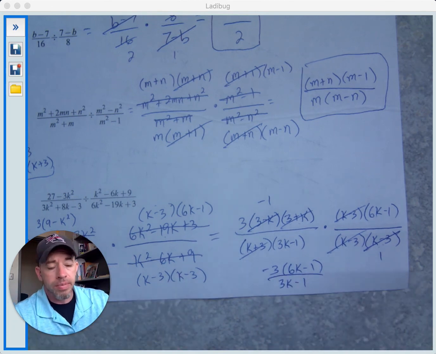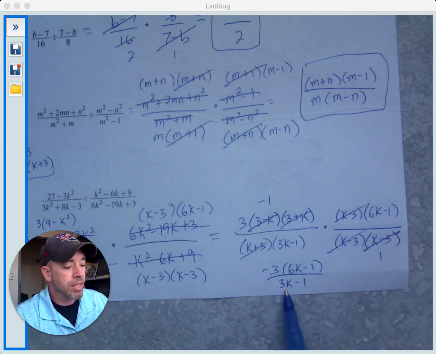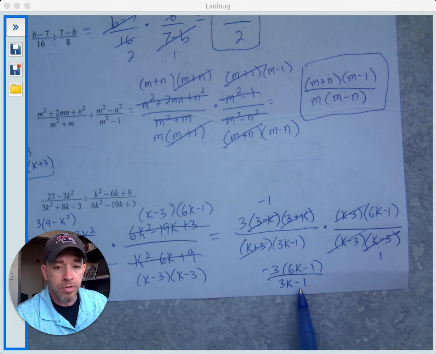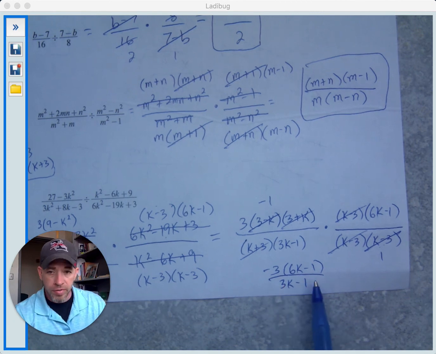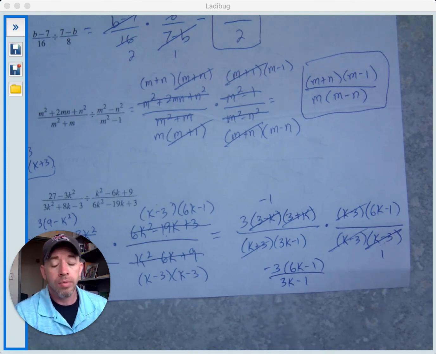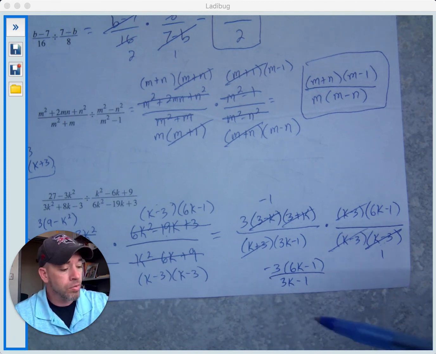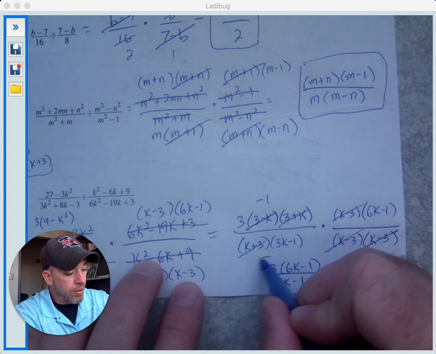You might be tempted to cancel these 3's, but you cannot, because the 3k is held together by subtraction with the 1. It's not a product. It's not multiplied by a bunch of things down here. It's multiplied by the k, but then it's subtracted, so we can't cancel those 3's. If you do, it's bad news bears. So this would be our final answer.